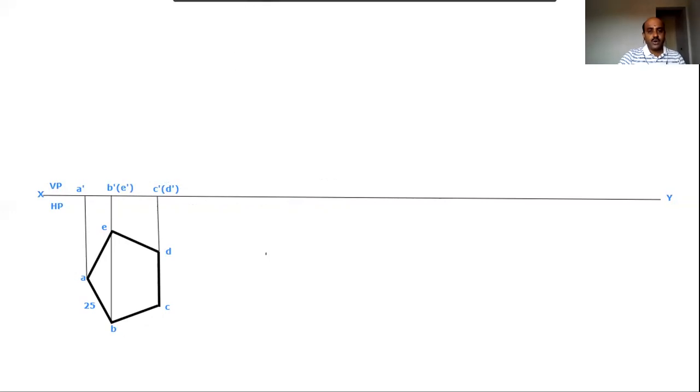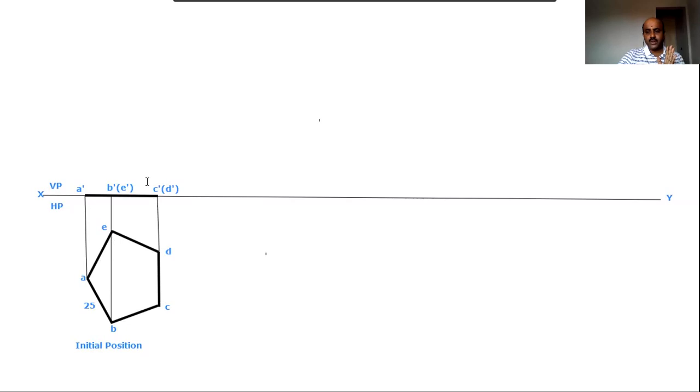So then join all the three points with a hook line from A to A. So this is the front view for the initial position. Okay, so this is what we call the initial position. We are satisfying the condition: the pentagonal lamina resting on HP with one of its corners touching it. So this is the initial position.